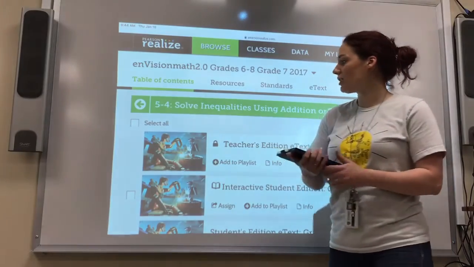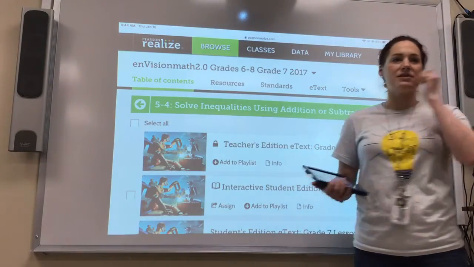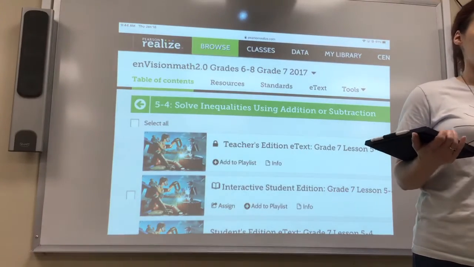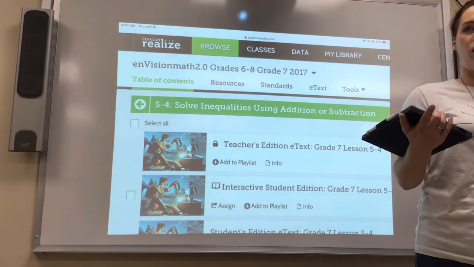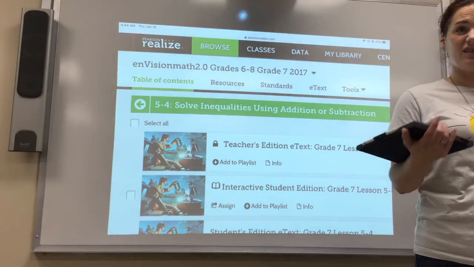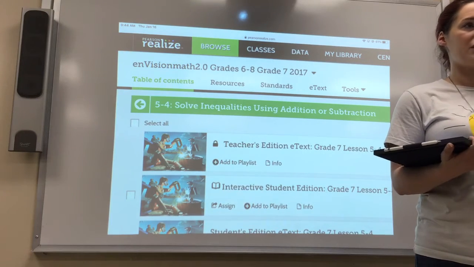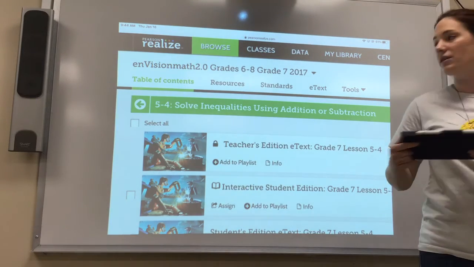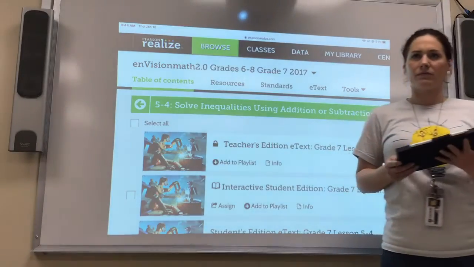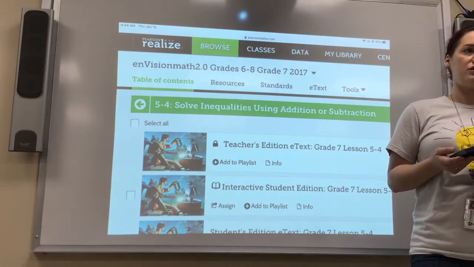Okay, so we are starting solving inequalities using addition and subtraction only today. So we're actually going back to solving one-step things, whereas we've been solving two-step equations. We're going to go back to one-step inequalities. What's an inequality? How is that different than the equations you have been solving?